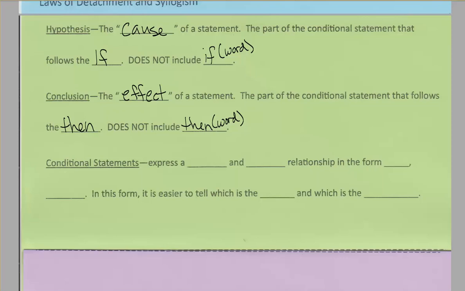Conditional statements express a cause and effect relationship in the form if-then. In this form, it is easier to tell which is the cause and which is the effect.